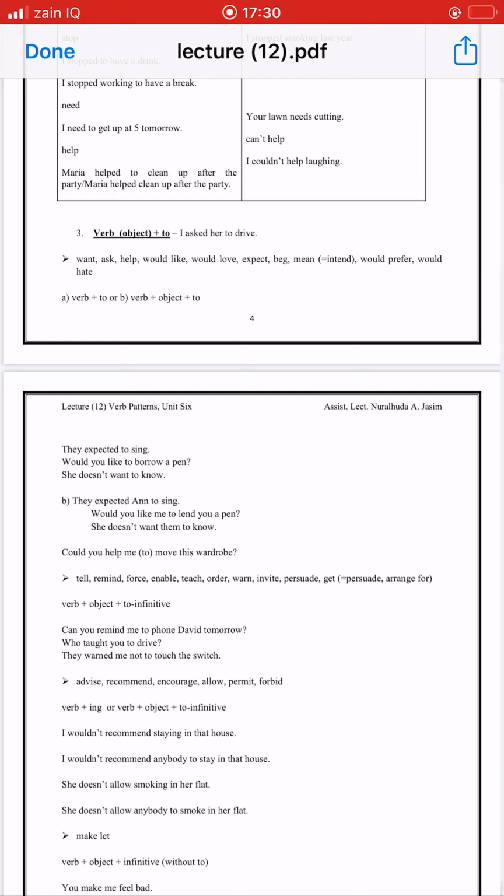I asked her to drive. The to infinitive "to drive" is preceded by the object, which is "her". These verbs come with an object, followed by the to infinitive. The object can be either a pronoun or a noun. The verbs are: want, ask, help, would like, would love, accept, beg, mean, intend, would prefer, would hate.